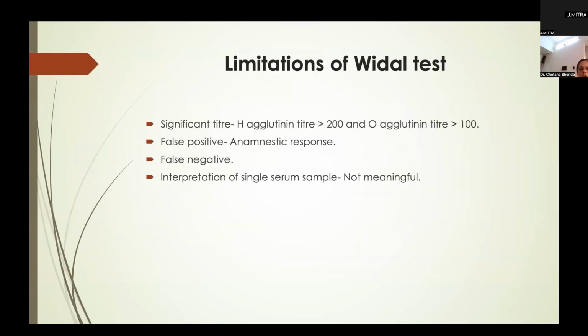So there are certain limitations or problems with the interpretation of the Vidal test. Basically, the first problem is the significant titer. Now in India, typhoid is endemic, so deciding which titer is called a significant titer creates a problem because of prior exposure to the infection. Patients have a certain amount of antibodies in their sera which are already present. So H agglutinin titer more than 200 and O agglutinin titer more than 100 is usually taken as significant titer in most parts of India. Vidal can have false positive test results in anamnestic response.